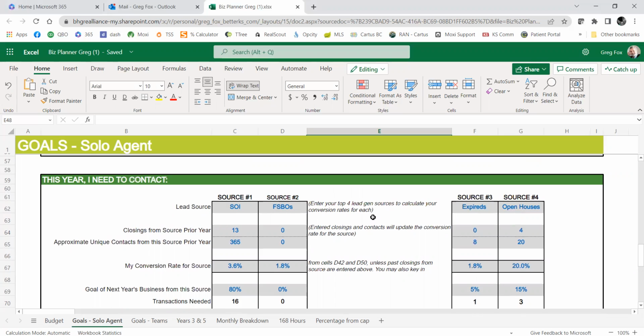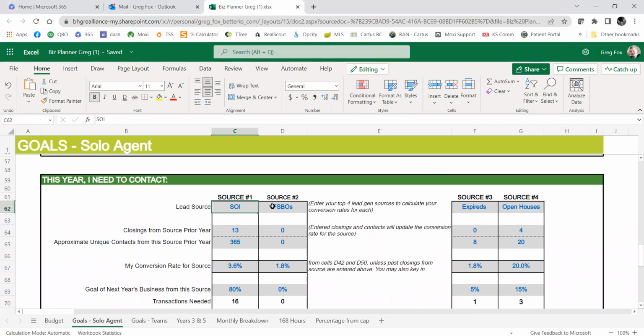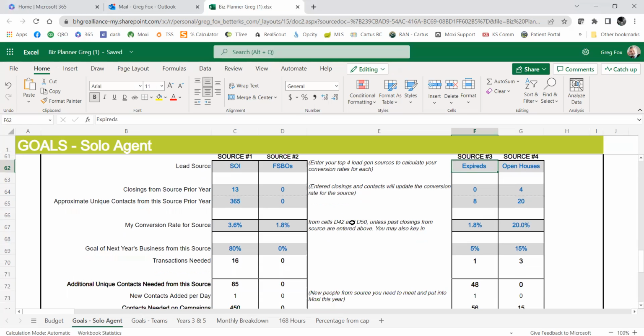Put your farm in. If you have, let's say, a geographical farm, and you've been mailing out cards every week or every quarter for the last 3 years, and you had 5 closings from that last year, then you would put that number in. How many people did I mail to? How many closings did I have from that? So yes, you can make this whatever you want. These fields up here are suggested based on what people traditionally say to do. Look at your expireds, your FSBOs, your sphere of influence. Any questions about that?